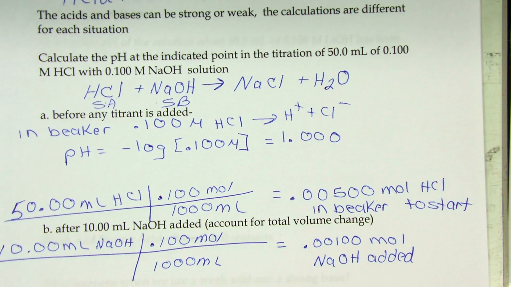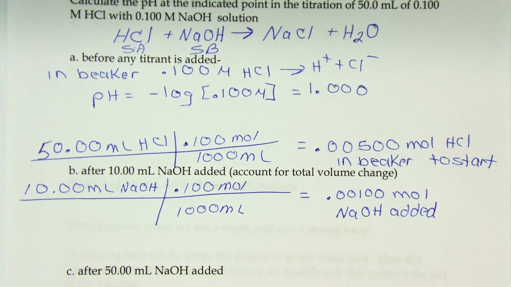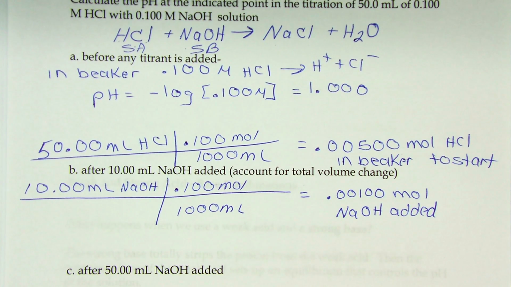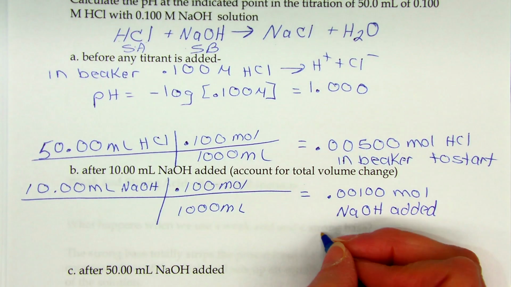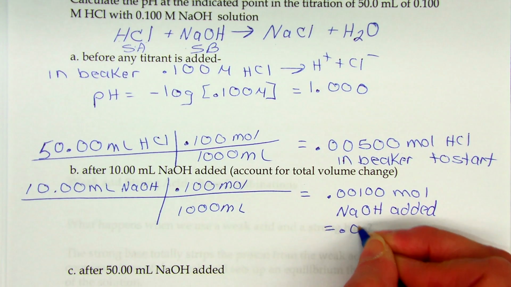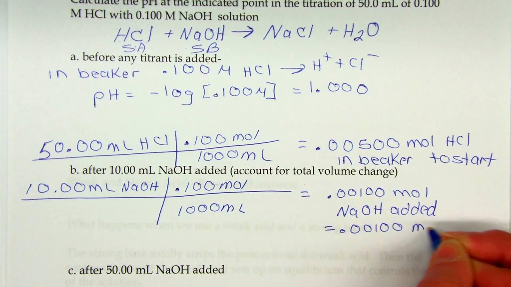Now, when I dumped in that sodium hydroxide, what happened to it? It reacted with the HCl. How much of the sodium hydroxide reacted? All of it. How much sodium hydroxide is left? None. How much hydrochloric acid reacted? The same amount of moles as sodium hydroxide. Okay, this is a very important concept. So that's equal to 0.001 moles of HCl used up.